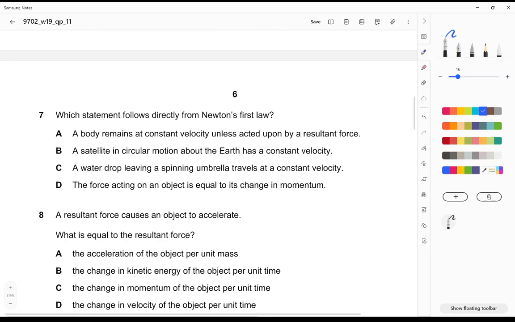Which statement follows directly from Newton's first law? Let's first of all recall Newton's first law.